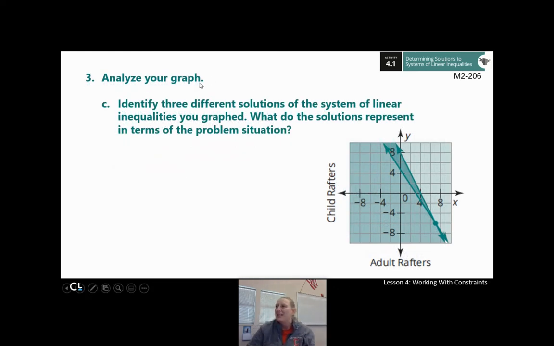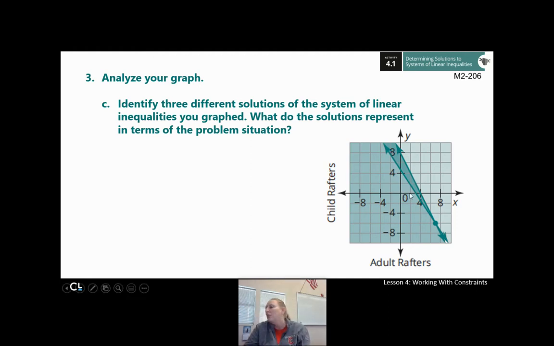I hope you did this next part. Identify 3 different solutions of the system of linear inequalities you graphed. What do the solutions represent in terms of the problem situation? You could have picked any points in your sliver, any points in that overlap, and those would be solutions. So I picked a couple points. You probably picked different points than I did. Maybe you picked the same points. I don't know.